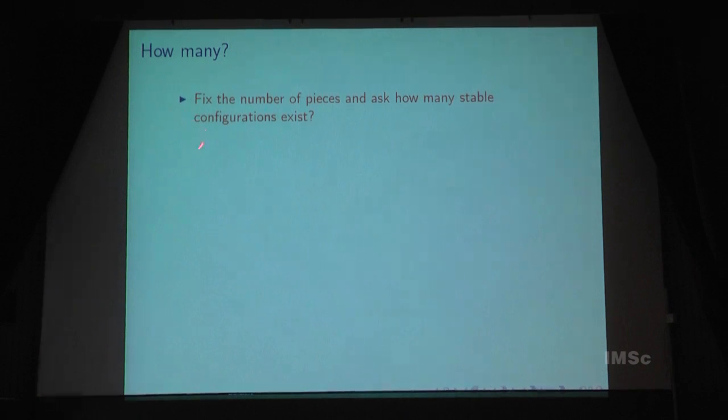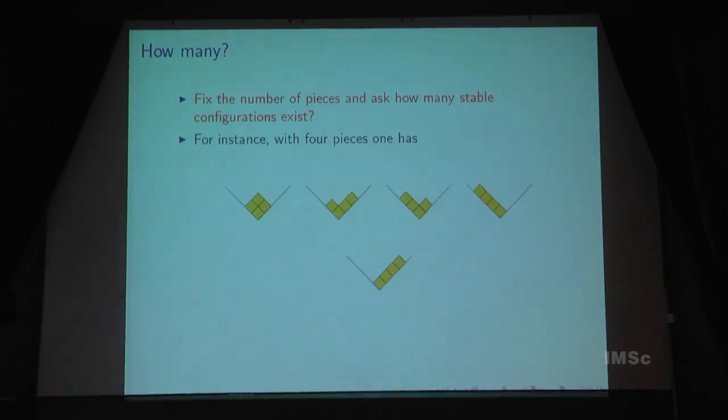So now the story of the game is you fix the number of pieces and you want to ask how many stable configurations exist. Okay, and as you will see, I can only count up to 4 more or less, and every time I will use an example which involves 4. So we'll fix that number to 4, and lo and behold, we see there are 5 possibilities. Okay, no more.